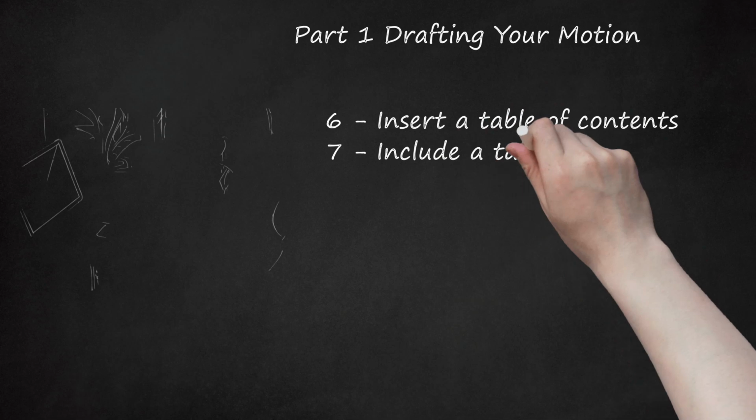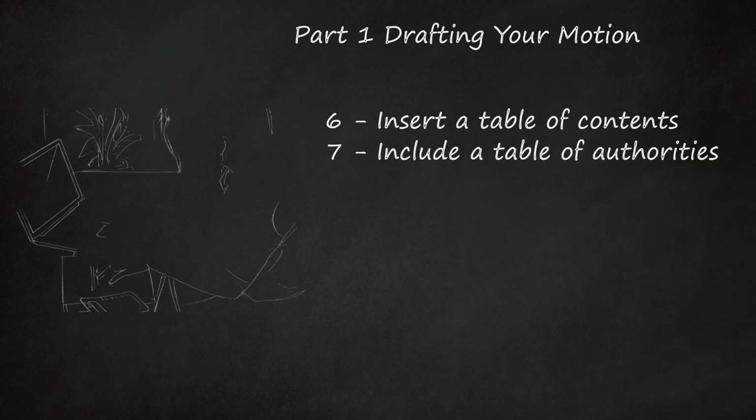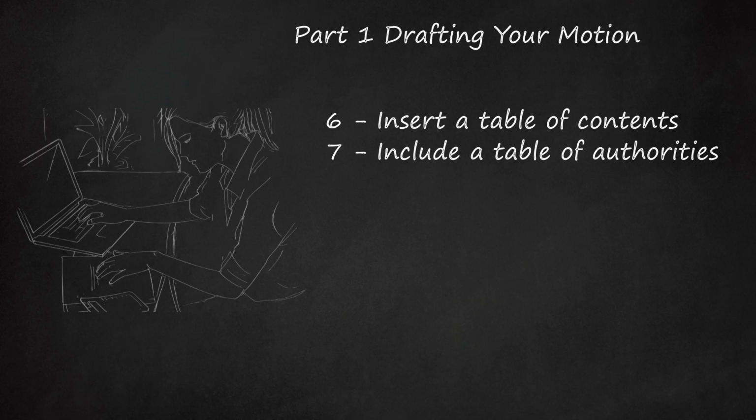7. Include a table of authorities. The table of authorities is an important piece of your motion that a lot of people miss. The table of authorities offers a quick overview of all the legal sources you cite in your motion. By providing them up front, you allow the judge easy access to the citations, which makes the judge's job a lot easier when he or she goes to review them.